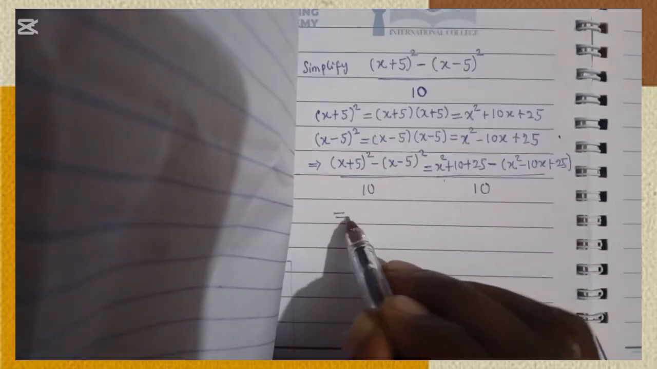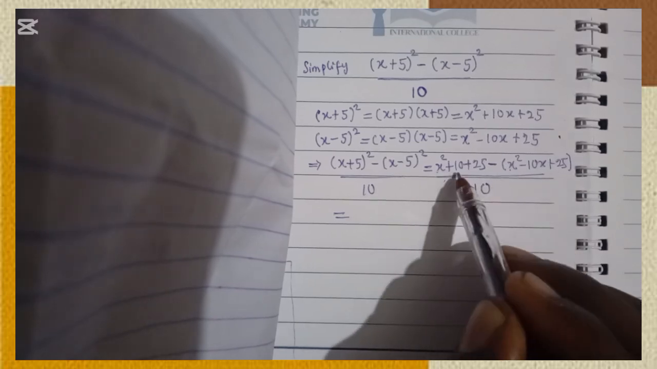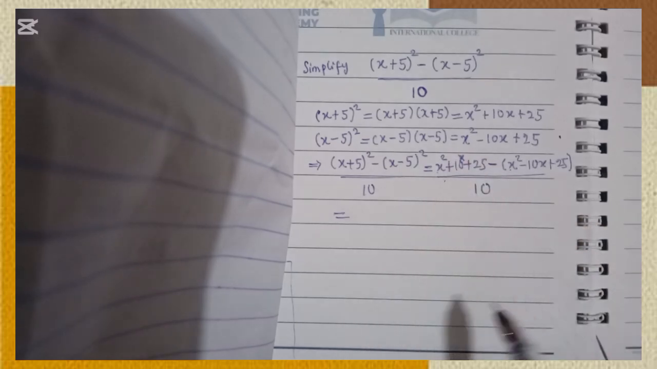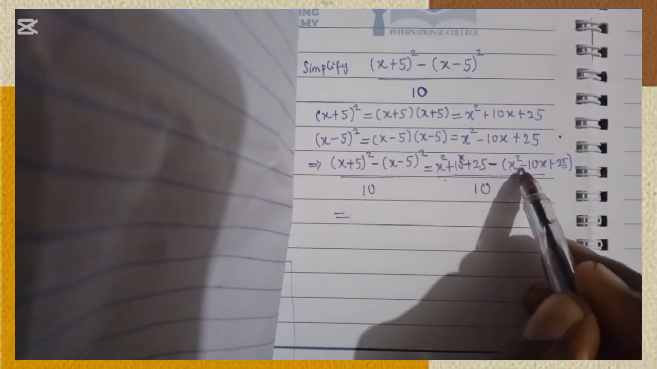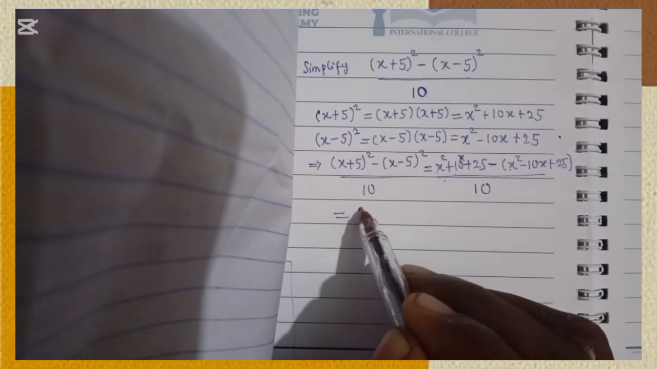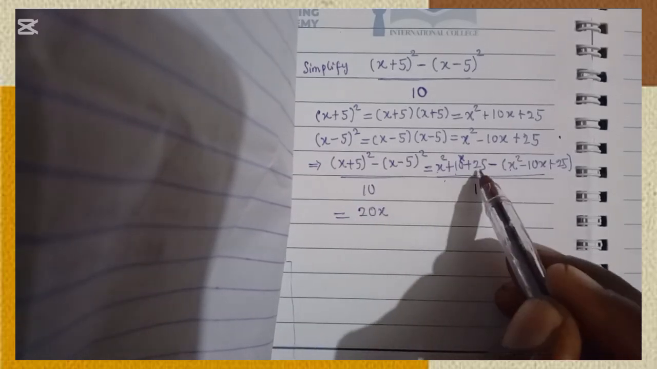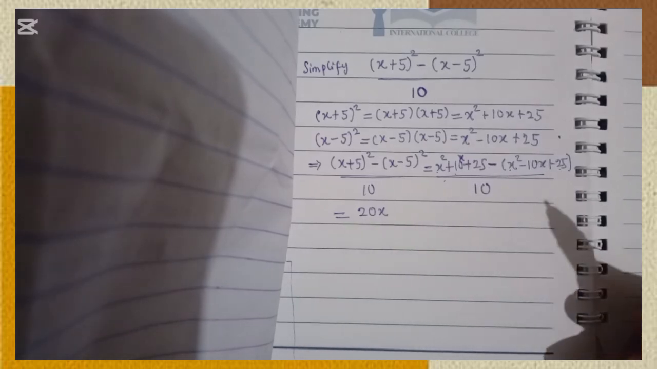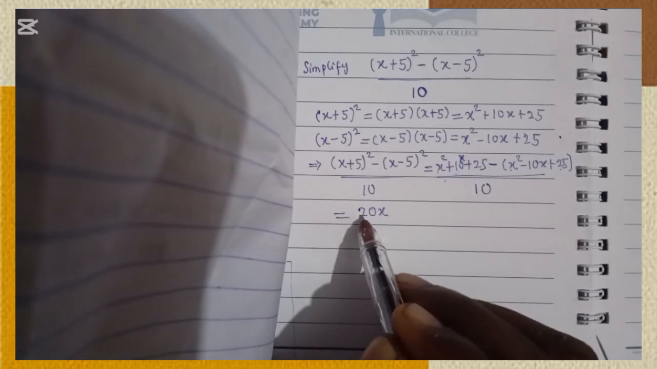If you look carefully, you would realize that x squared minus x squared will cancel out. Then we have, this is 10x by the way, okay? So 10x minus 10x, that becomes 20x, okay? That becomes 20x. Then what we have here is 25 minus 25, that becomes 0, okay? So what we are left with at the end of the day from the top, it is 20x.